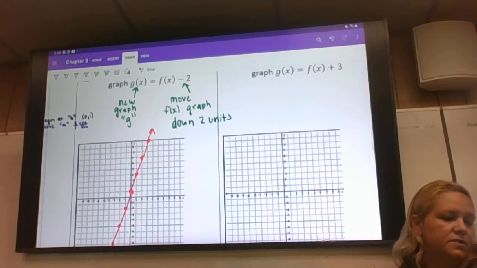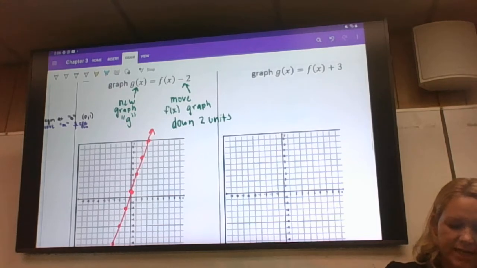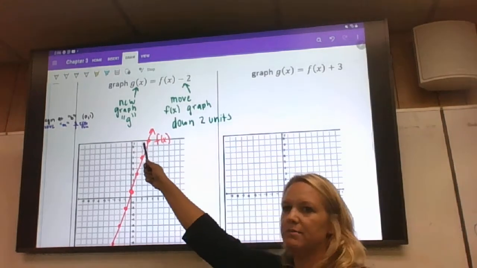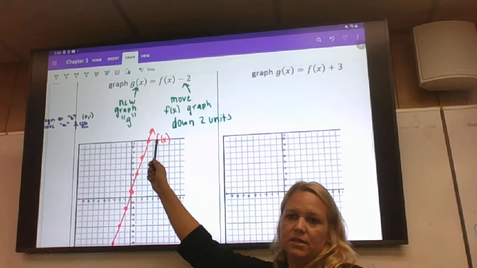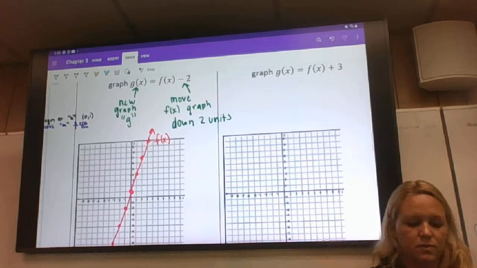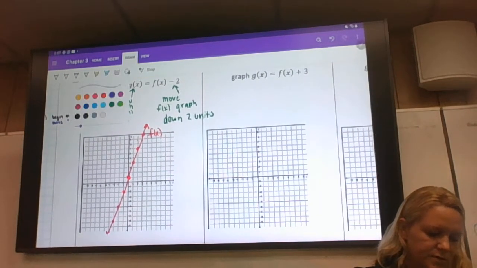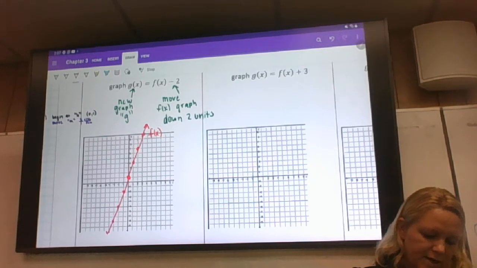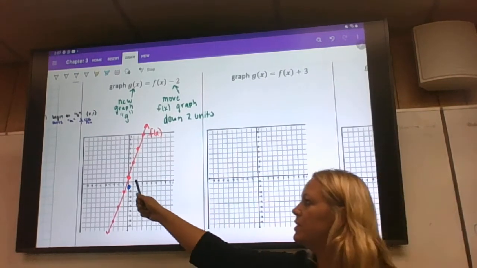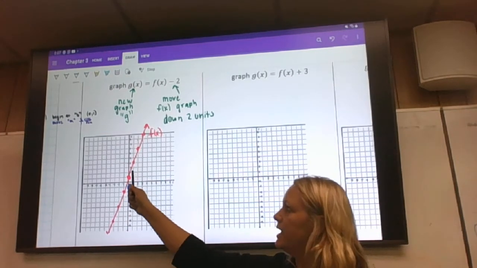You have my permission to use a highlighter if you want, or a pen to do the new one. It's helpful. I use kind of a fuchsia pink. This I'm gonna label f of x. Now when I do my new one down 2, I'm gonna call it g of x, and I use a different color. So I have to go down 2. From this point, I just count down 2. From each point, I count down 2.